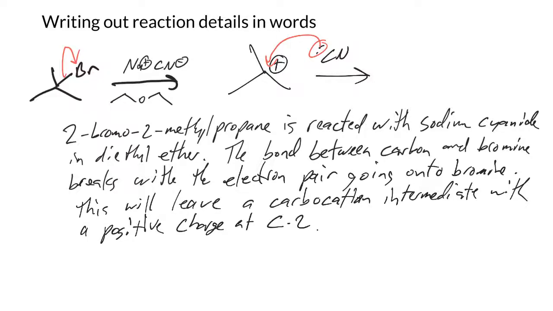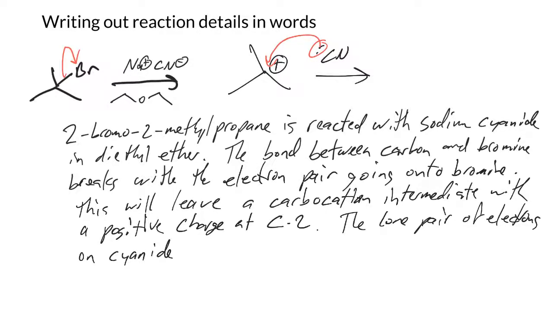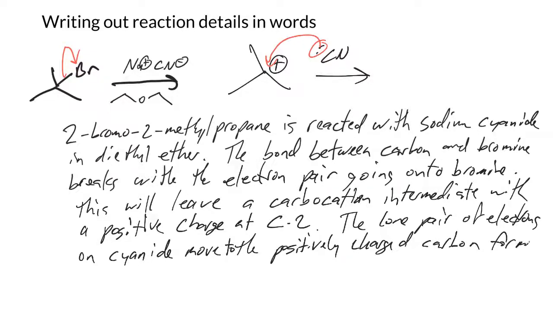Right, so again, let's think about how we say that. So the lone pair of electrons on cyanide move to the positively charged carbon, forming a new bond. So let's draw that. It would form this molecule, and now you have to name that.